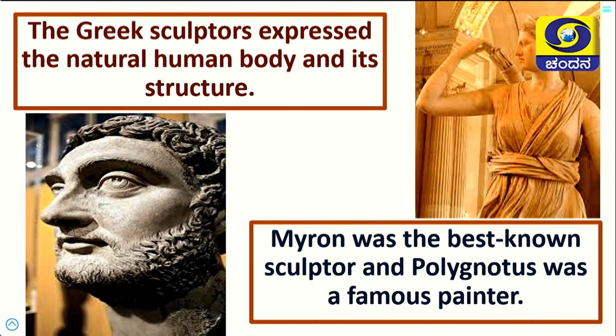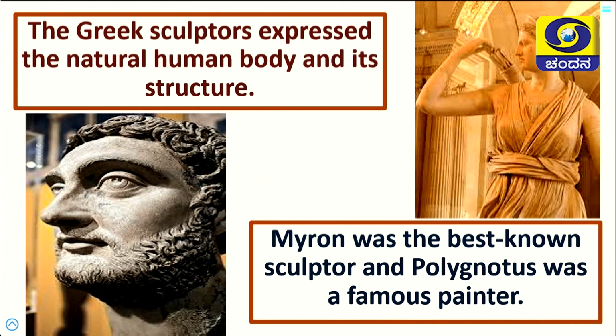There are veins on our body, right? Even that has been carved on sculptures by the Greeks. So only the Greek sculptures are well known to all the world. The Greek sculptures express the natural human body and its structure. Myron was the best known sculptor. Here you can see that person, no? This is Myron.